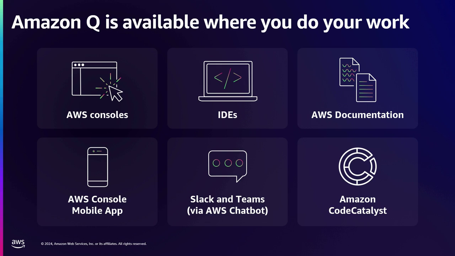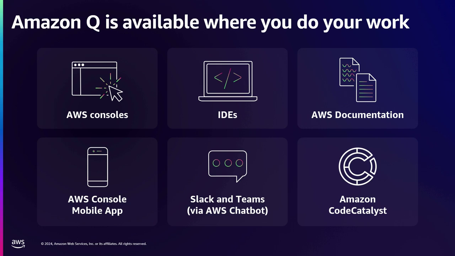So if you're in the documentation, Q is there to help you move through the docs faster so that you're not reading through thousands of pages of user guides. When you're in the console, Q is there to help you set up a service, show you how to do it. It's there to help troubleshoot when things go wrong. In the IDE, it's there to help you write code. It's there to help you find security issues and generally make you move faster. And we've also built it into a whole bunch of other experiences that you're probably using today within IT.